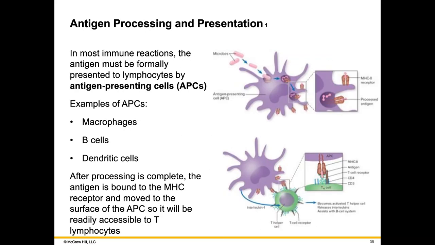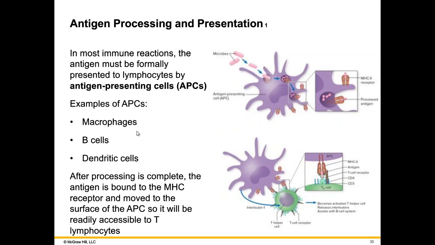So what do these APCs do? In most immune reactions, the antigen must be presented to lymphocytes by an APC. And APC stands for antigen presenting cell. And these APCs can be B cells, dendritic cells, or macrophages. So this here is showing you an APC, an antigen presenting cell, and we can see it's engulfing a microbe.